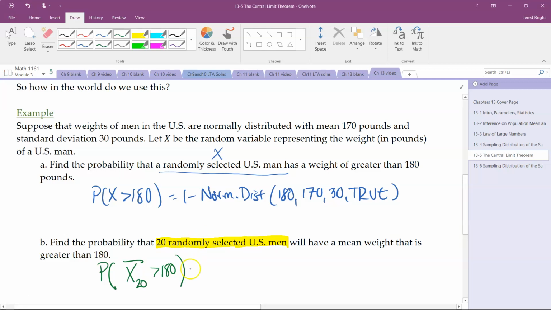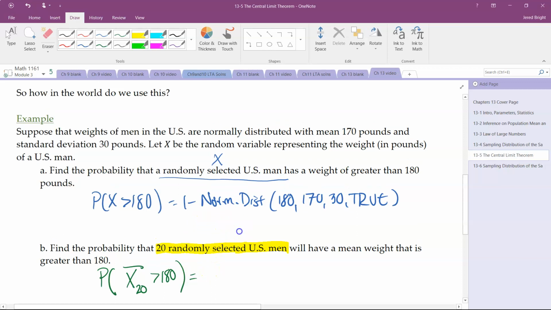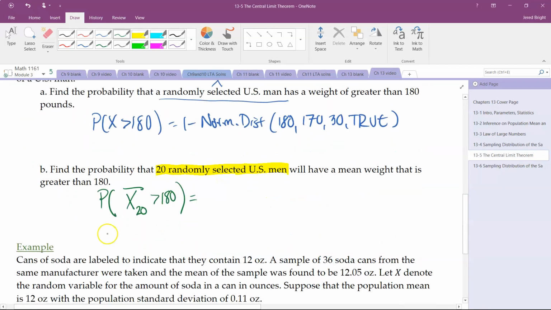So now to calculate this, I'm going to calculate it similarly. I'm still going to use, according to the CLT now, samples of size 20 would approximately, and actually that will follow a normal distribution since this is normal. It's going to follow a normal distribution with mean mu, which is 170. But then the standard deviation here is going to be 30 divided by the square root of n, the square root of our sample size, which is 20.